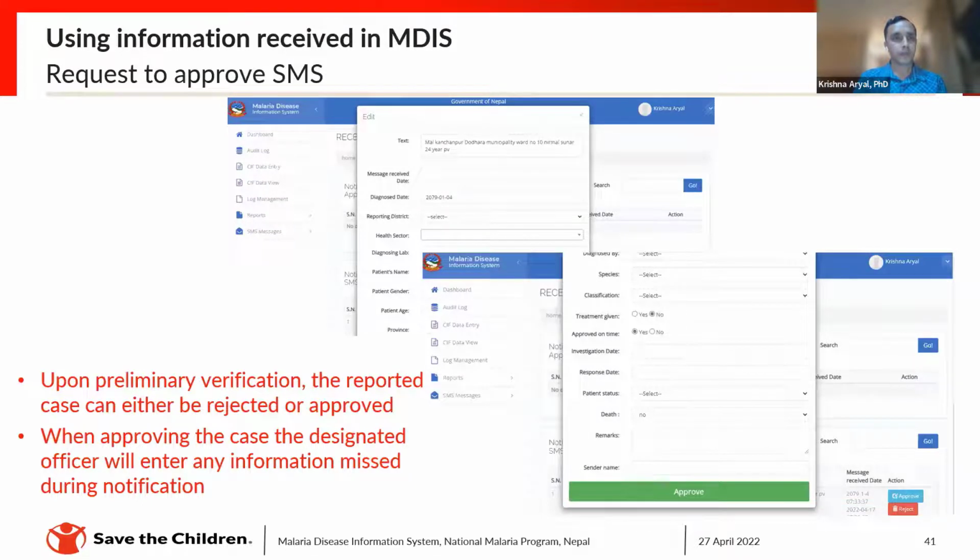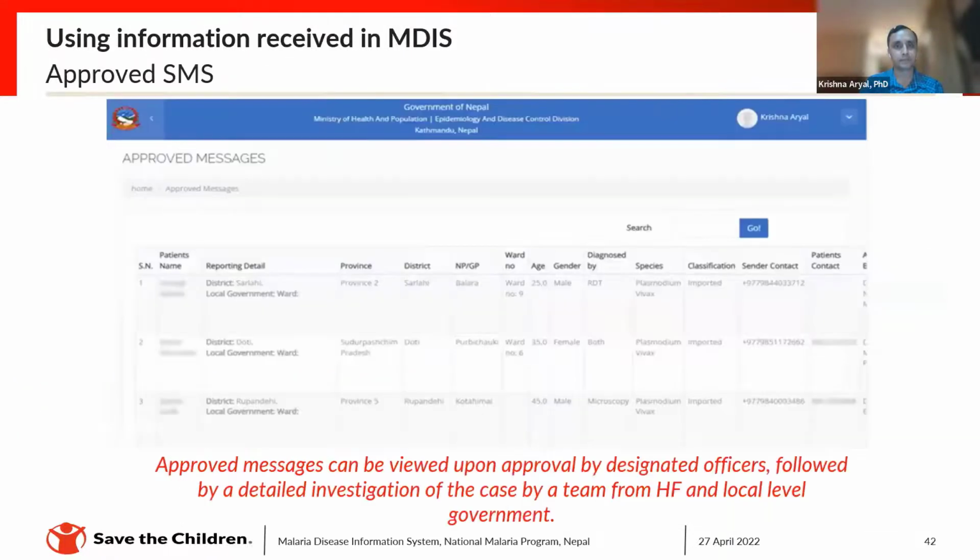The request to approve the SMS comes upon preliminary verification. The reported case can either be approved or rejected. While approving the case, the designated officer will enter any missing information that was not entered while reporting the case. Next slide, please.